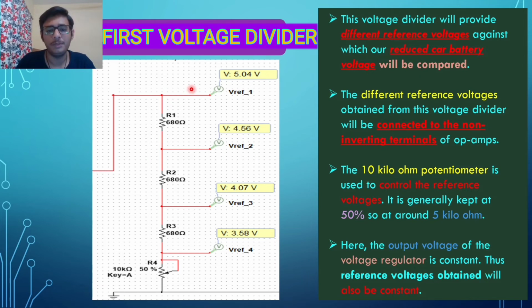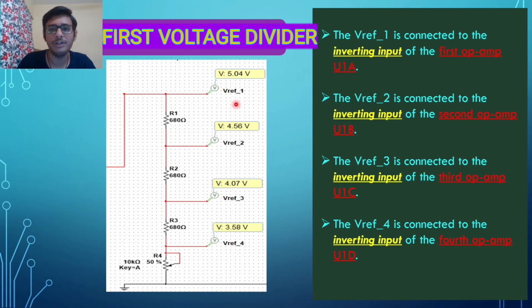As it can be seen, we are obtaining four reference voltages from this voltage divider. The first reference voltage is 5.04 volts, that is almost 5.05 volts. Second is 4.56 volts. Third is 4.07 volts. And the last and fourth one is 3.58 volts. The VREF1 is connected to the inverting input terminal of the first op-amp U1A. The VREF2 is connected to the inverting input terminal of the second op-amp U1B. The VREF3 is connected to the inverting input terminal of the third op-amp U1C. Lastly, VREF4 is connected to the inverting input terminal of the fourth op-amp, that is U1D.